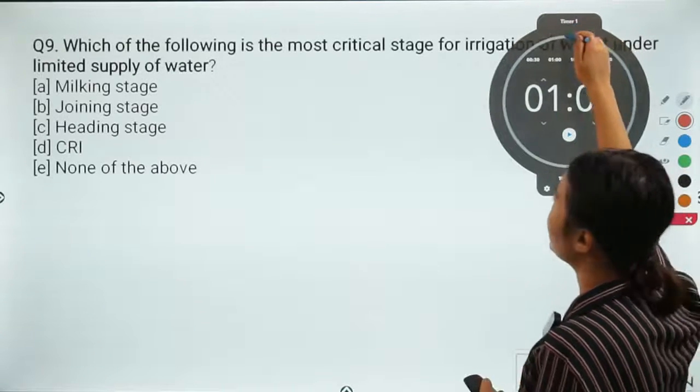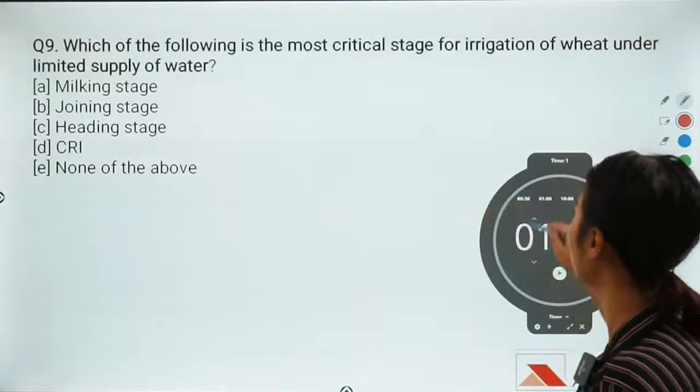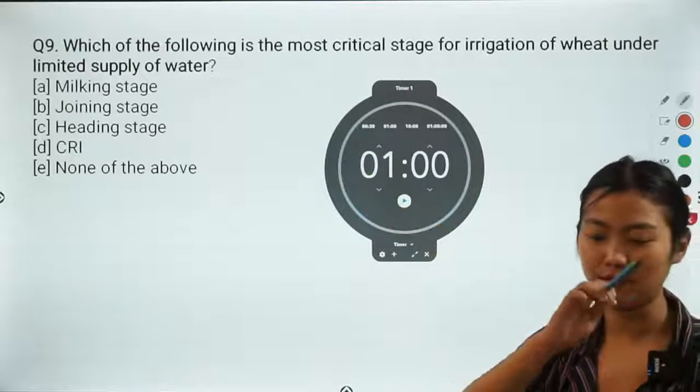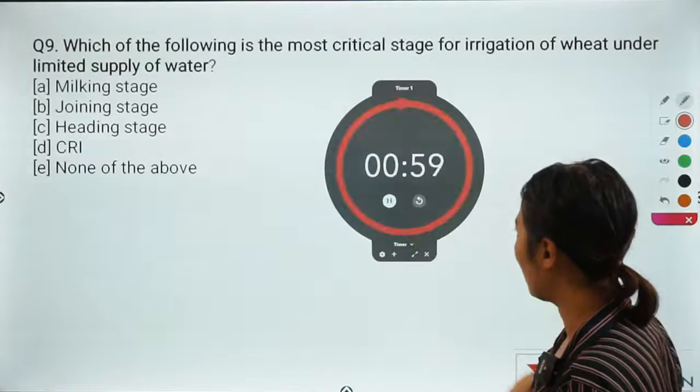Our ninth question is: which of the following is the most critical stage of irrigation for wheat under limited supply of water? Your time starts here.